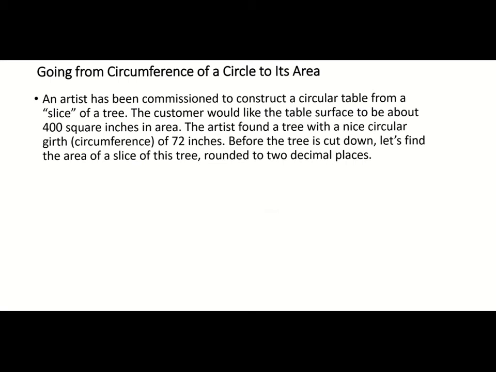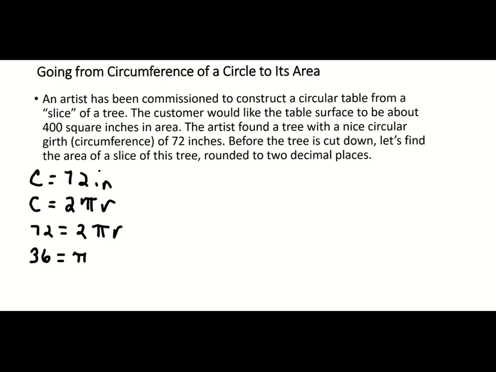So if I know the circumference is 72 inches, how can I find the area of my circle? Well, what we need to recall is that circumference is equal to 2 times pi times the radius, and we need the radius for area. So if I know my circumference is 72 inches, and that's equal to 2 times pi times radius, the first thing I'm going to do is take my 72 and divide it by 2. So now I have 36 is equal to pi times the radius.